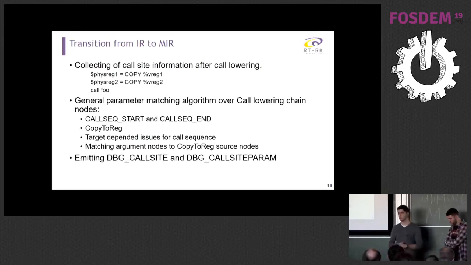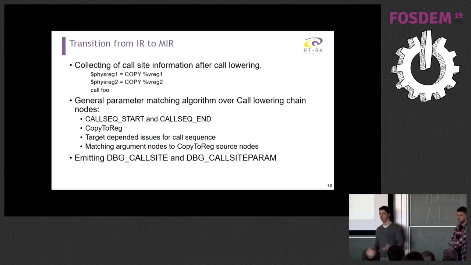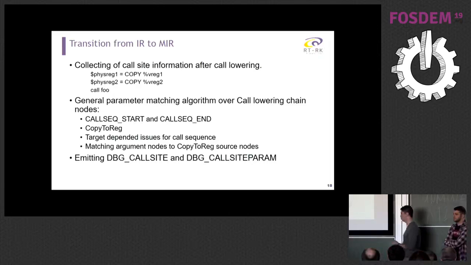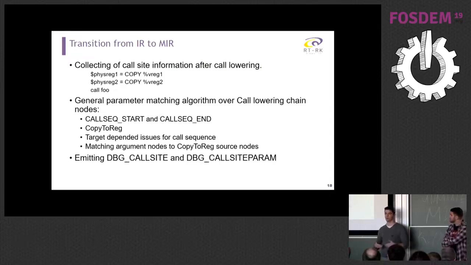The process of this algorithm starts after call lowering, target call lowering, whose result is a target call lowering info object. This object in itself contains a sequence of selection DAG nodes that represent the call sequence. So we iterate through this sequence and search for copy-to-reg selection DAG nodes. These nodes should later be mapped to copy instructions. And then we try to match the copied value with one of the function's input arguments.